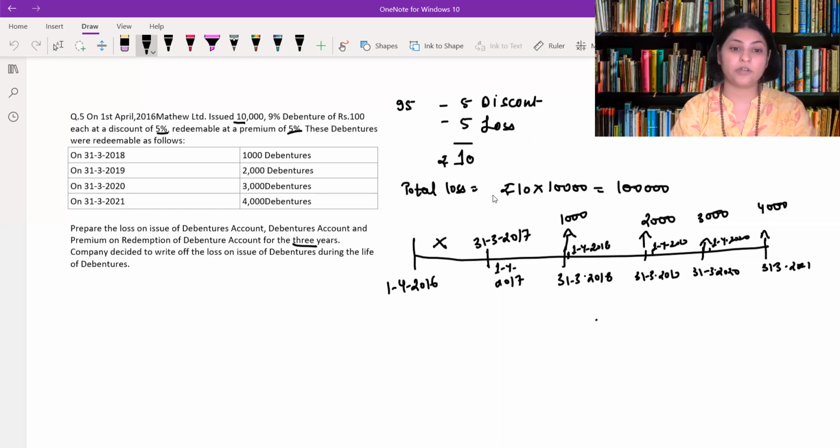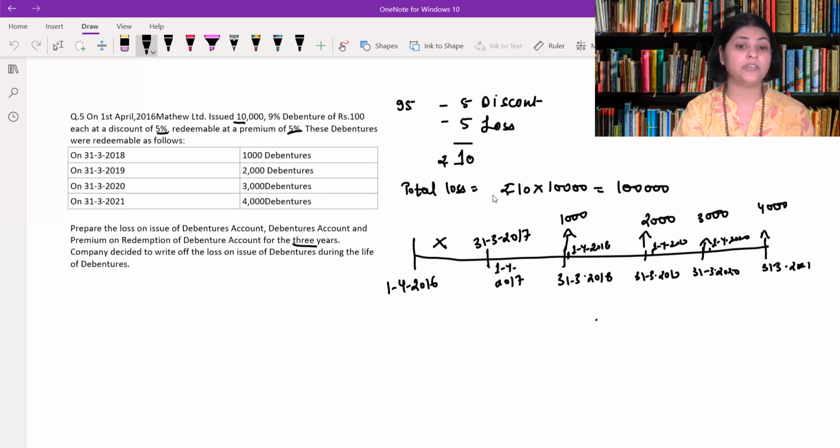Let us read further what is written over here. Prepare loss on issue of debenture account. Okay, they are asking us for the ledger accounts, debenture accounts, and premium on redemption of debenture account for 3 years. For 3 years, they are asking us these 3 accounts. Number 1, loss on issue of debenture. Number 2, debenture account, and number 3, premium on redemption of debenture. These 3 accounts for 3 years they are asking us to make.